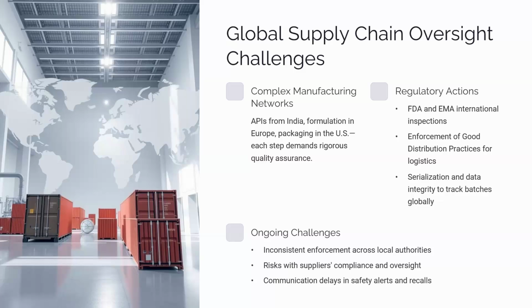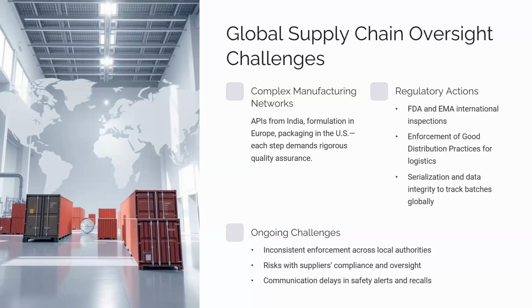So when we talk about complex manufacturing networks, with APIs from India, formulation in Europe, and packaging in the US, each step demands rigorous quality assurance. It's not always that one establishment is doing all the work from A to Z. It outsources to a certain manufacturer or a testing facility. So we need to make sure that quality is maintained rigorously during each step.